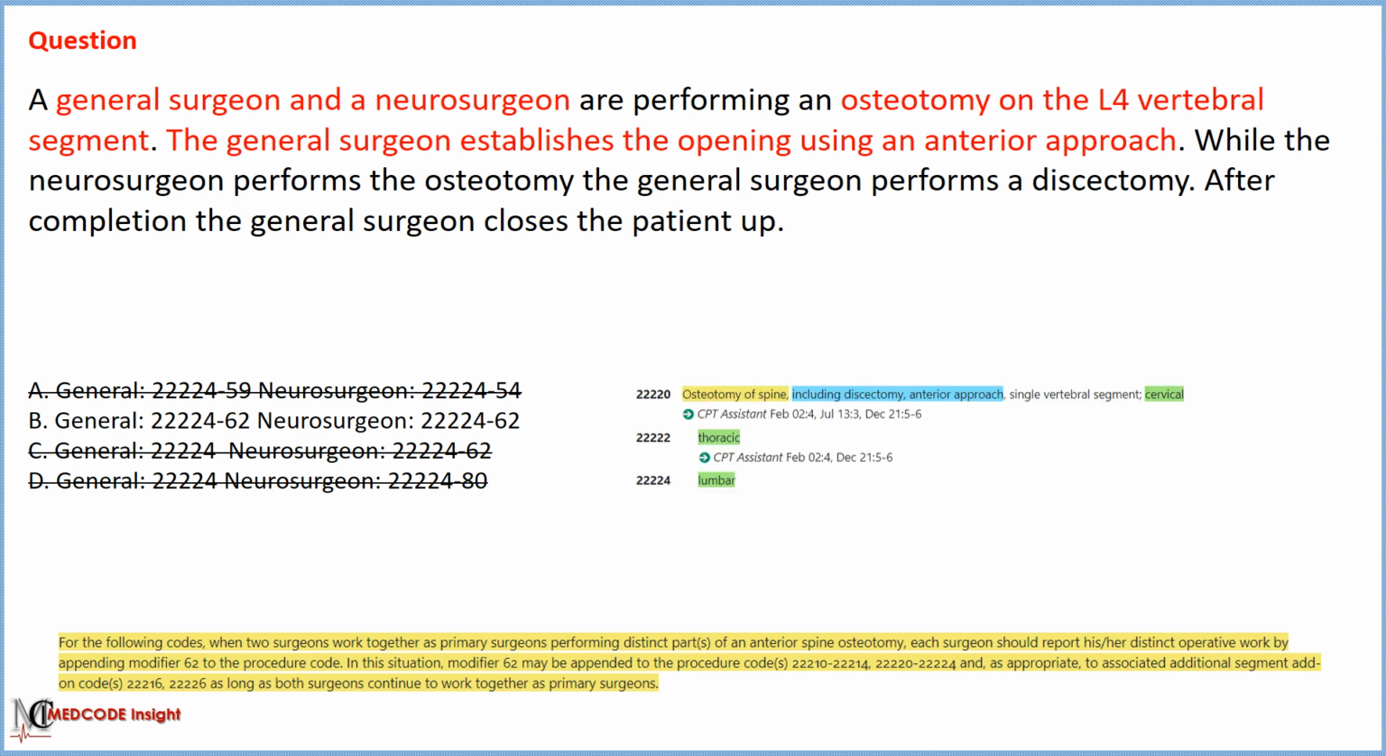So our correct option is option B with the code 22224, used for osteotomy of the spine including discectomy, anterior approach, single vertebral segment of the lumbar region.